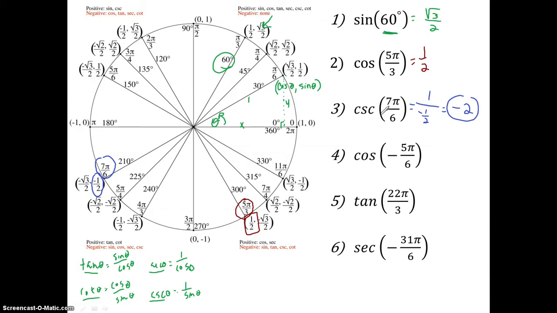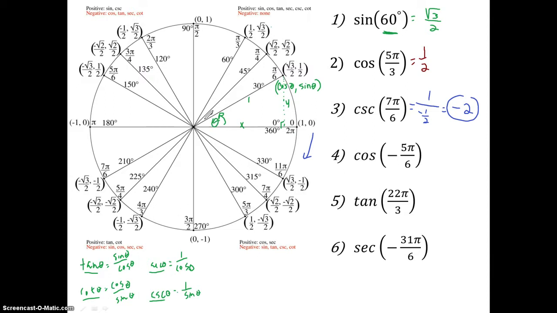Okay, so let's take a look at something that's maybe not on the unit circle, like cosine of negative 5 pi over 6. Well, negative 5 pi over 6 is not on here, but you do know from a previous video that a negative angle goes this way. It's going clockwise and not counterclockwise. So we're going to look on the unit circle for negative 5 pi over 6. So we're going to go negative 5 pi over 6 radians.